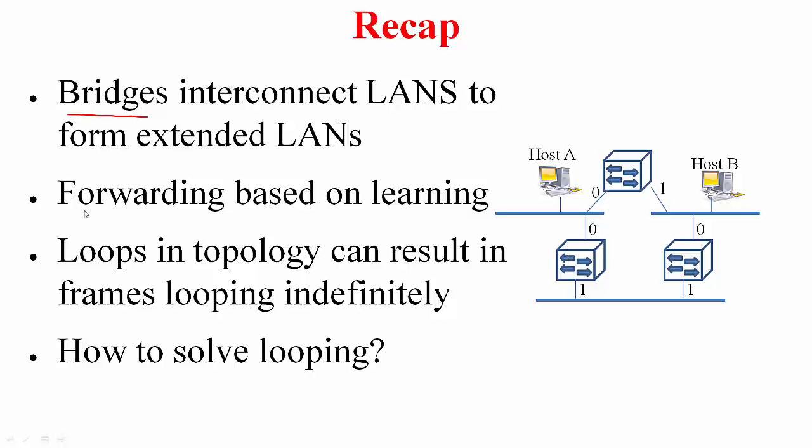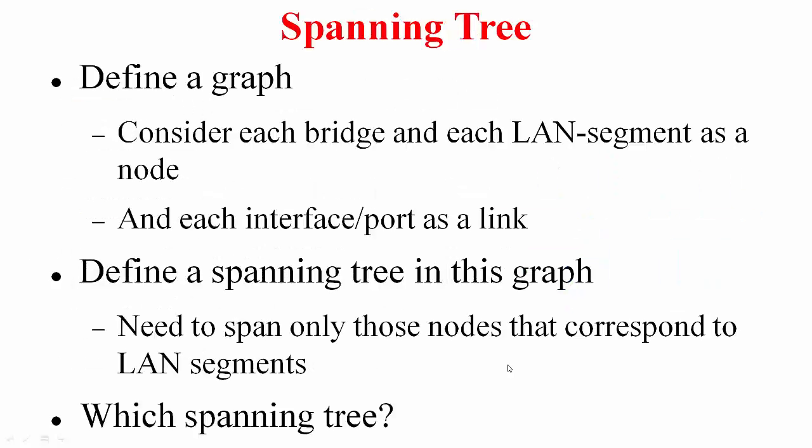We saw some clever forwarding in this space where we looked at the source address to determine where the hosts are located. The bummer turned out to be these loops in the topology which can cause these frames to loop indefinitely. So in this video we will see how to solve this particular problem. If a graph had loops, how would you get rid of these loops? That's right, by imposing a tree on the graph.